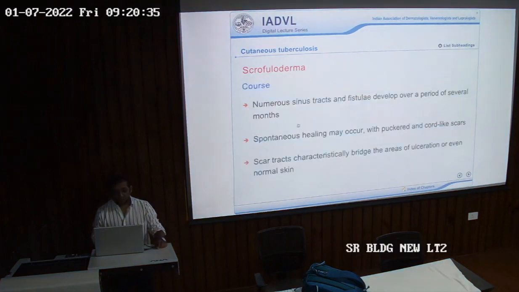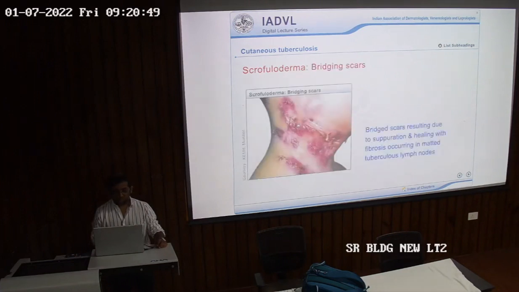Course: numerous sinus tracts and fistulae develop over a period of several months. Spontaneous healing may occur with puckered and cord-like scars. Scar tracts characteristically bridge areas of ulceration or even normal skin. Then bridging scars result due to suppuration and healing with fibrosis occurring in matted tuberculous lymph nodes.